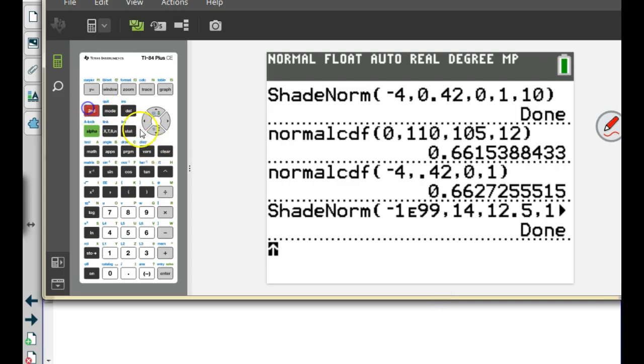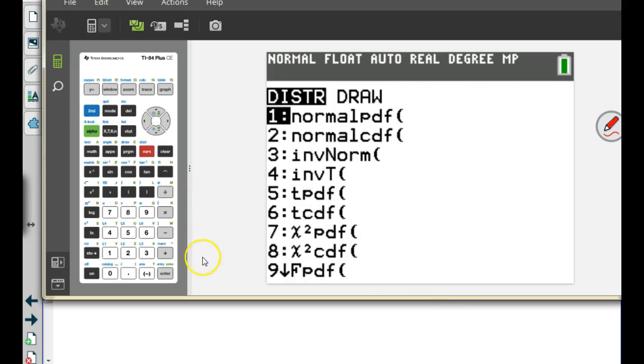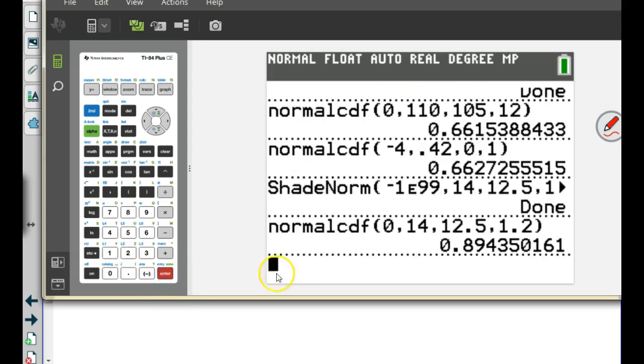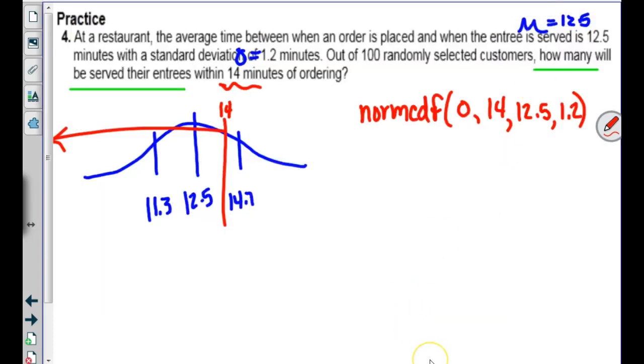Okay, I'm not suggesting we use that draw. Like I said, it's a pain to find the window that works. But if we did this, we want 0 up to 14 minutes where it was 12.5 and 1.2. Is that what we did? I won't keep showing you 2 different ways, but 0.894, is that what I got a minute ago when I did it on the draw as well? All right, I think that's not the question though, because this one didn't actually ask the percent, did it?